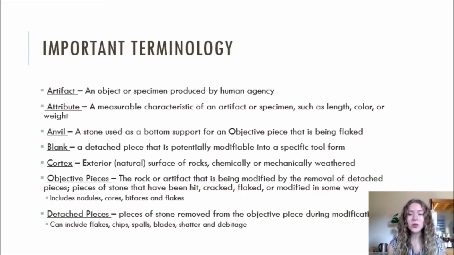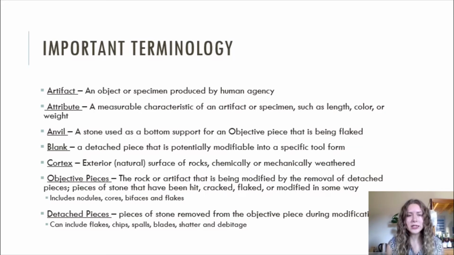An anvil is going to be a term that we will address for understanding of the different stone tool production methods, especially the earlier ones like the Oldowan. But an anvil itself is a stone used as a bottom support for an objective piece that is being flaked. A blank is a detached piece that is potentially modifiable into a specific tool form. And cortex is the exterior or the natural surface of rock, be it chemically or mechanically weathered, but it's the natural surface of a rock.